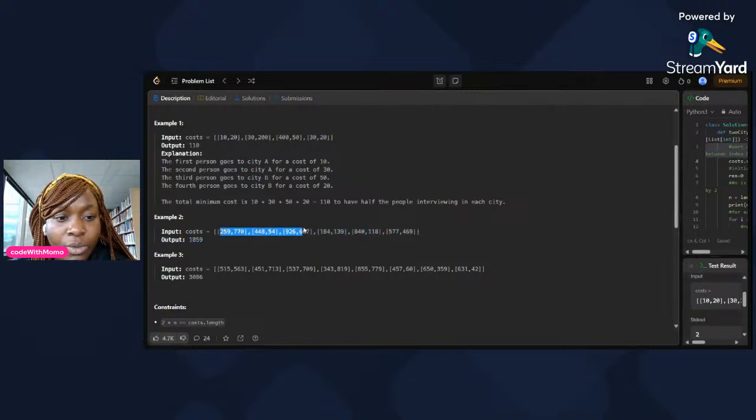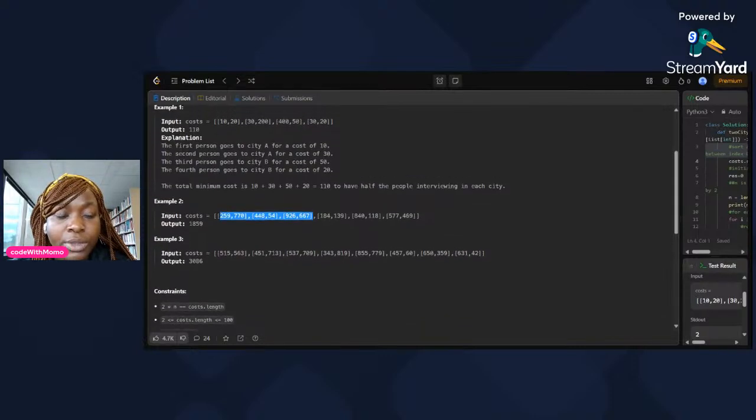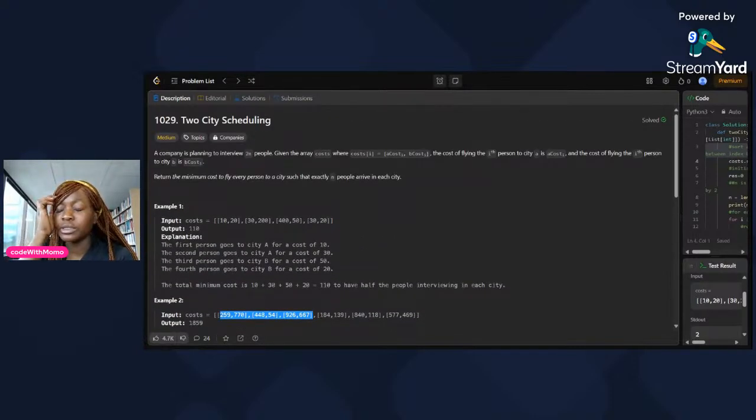So first of all, they split it into two. But something else to note: we want to make sure that we are sorting this first, from the lowest to the highest, because we want the lowest cost to go to city A and the highest cost to go to city B. The way we're going to sort this is we're going to subtract these two, subtract everything in here, and then use the values that we subtracted to sort it.